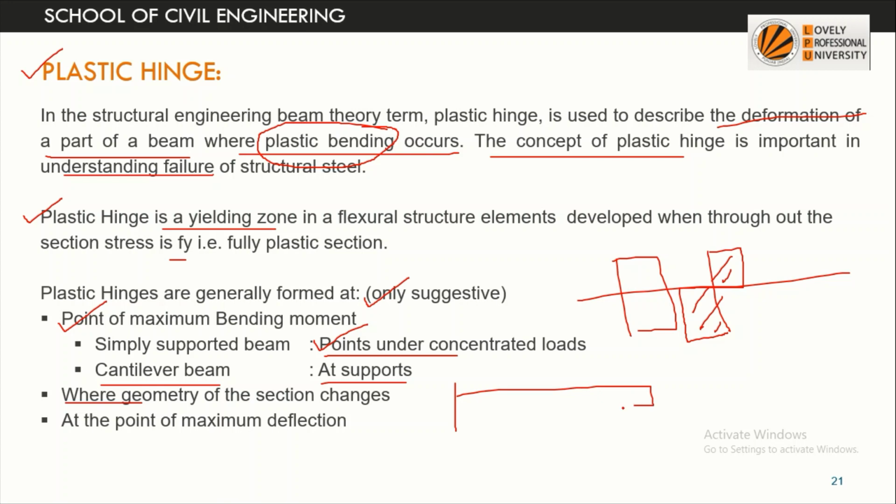Suppose this is a cantilever beam having geometry like this. A portion of the beam has EI approximately equal to 2EI, and this part has EI equal to EI only. So a plastic hinge is likely to form here also, where the geometry is changing. Another point is this point where a plastic hinge is likely to be formed because it is subjected to maximum bending moment, and also at the point where deflection is maximum. This is true in the case of a simply supported beam.